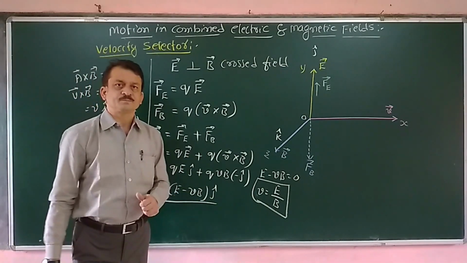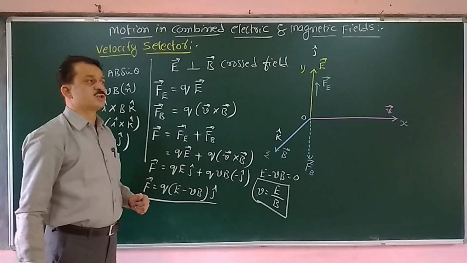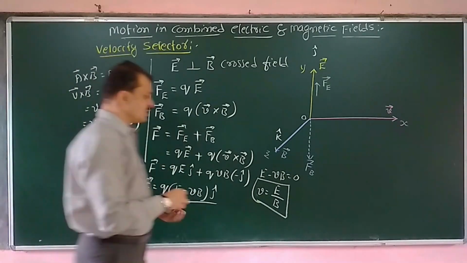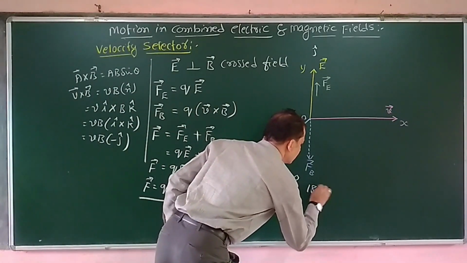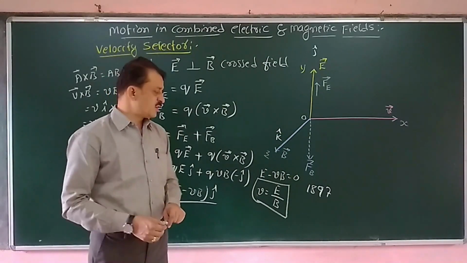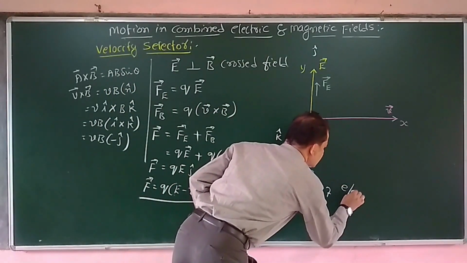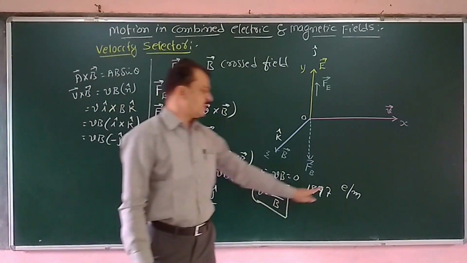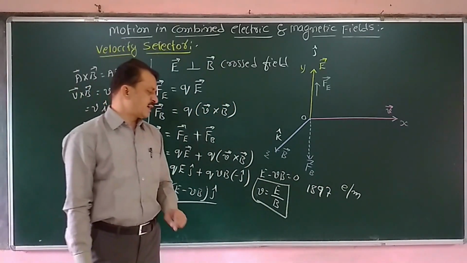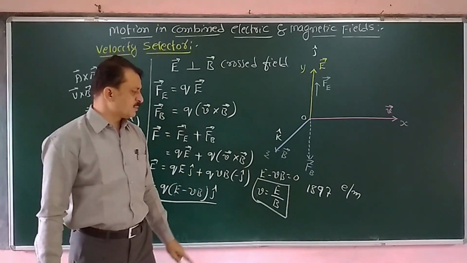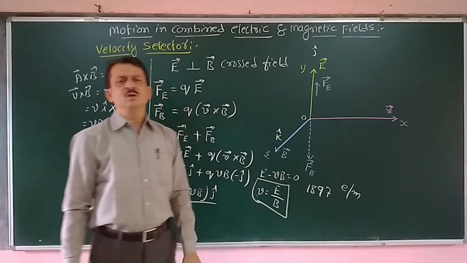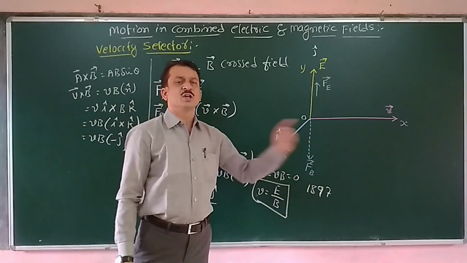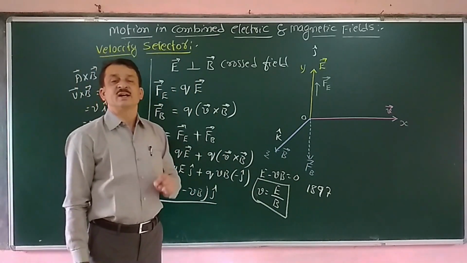Now this concept was first used by J.J. Thomson in 1897, as a method to measure the charge to mass ratio of ions. To study the charge to mass ratio e/m of the particle, especially of electrons, J.J. Thomson was the first to use this concept. Okay, and later onwards the same principle is used in the mass spectrometer.